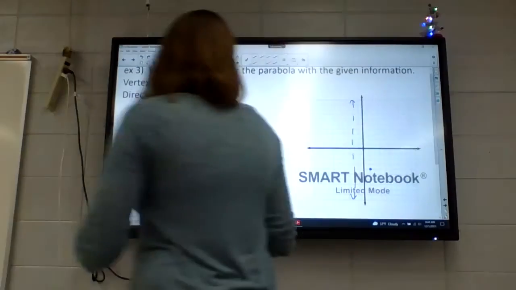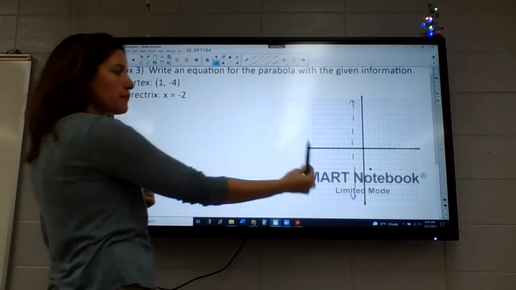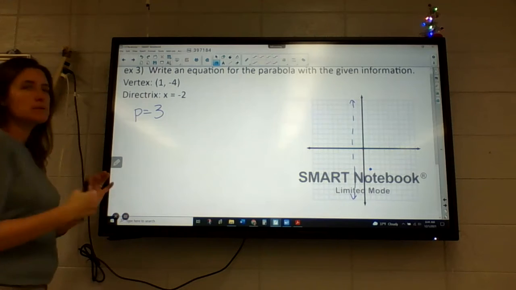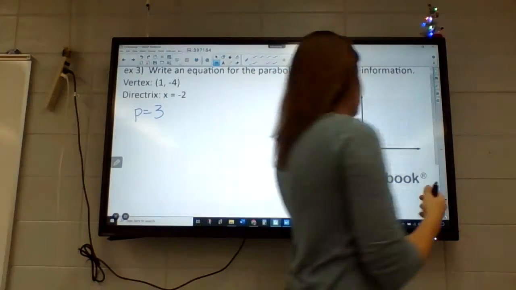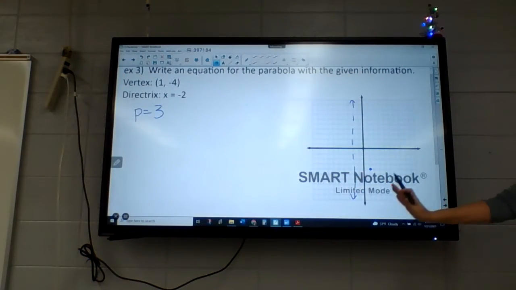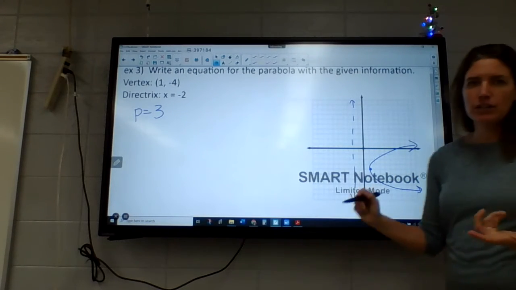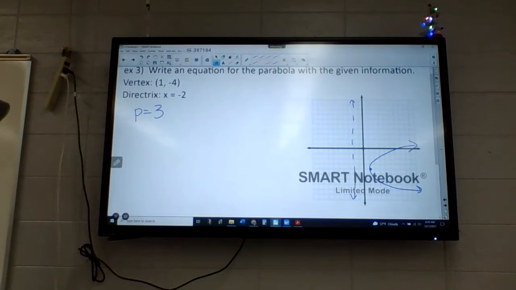Alright. So, can we tell what the p-value is? Yeah, it should be 3. It's the distance from the vertex to the directrix, and that is the p-value. Now, is p positive or negative? I wrote positive 3, but is it positive or negative? It actually is positive because if the directrix is here, our parabola should be opening this way. So p should be positive. If it had been opening the other way, then I could automatically assume it's a -3.